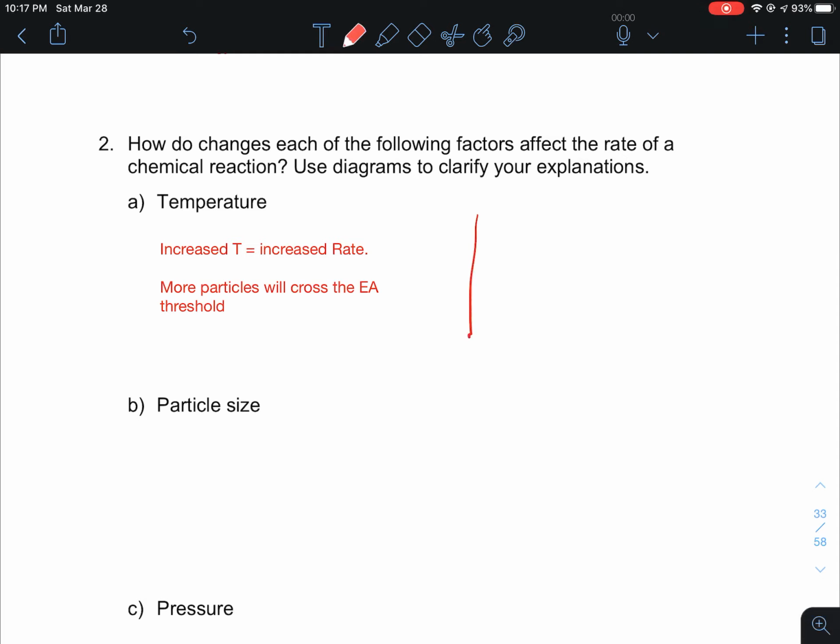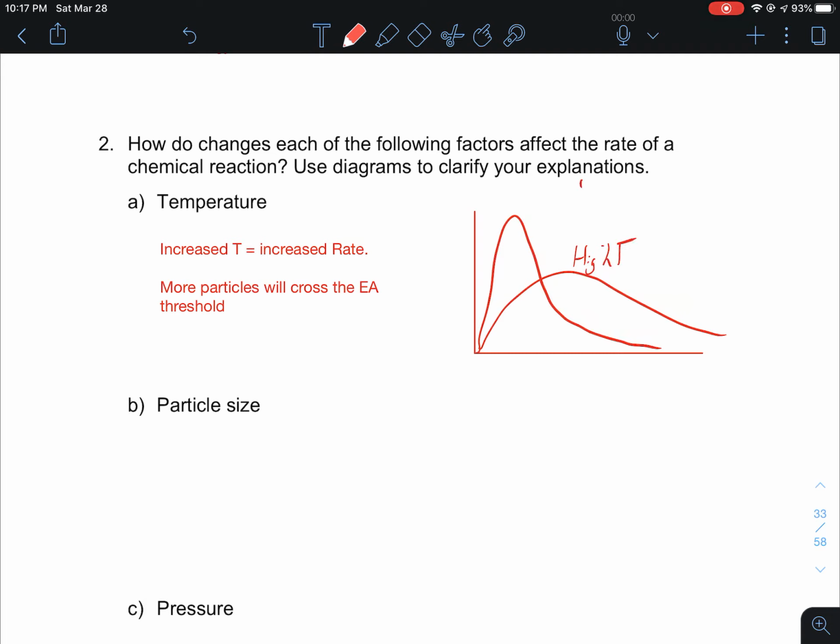I'm going to say that a million times now just so I get that right. So we have this distribution and then we have this one. This is high T, activation energy, EA, so high T equals faster.